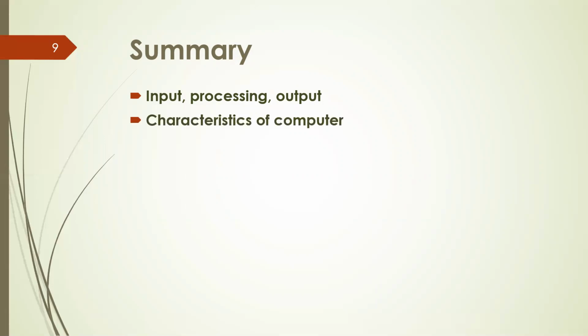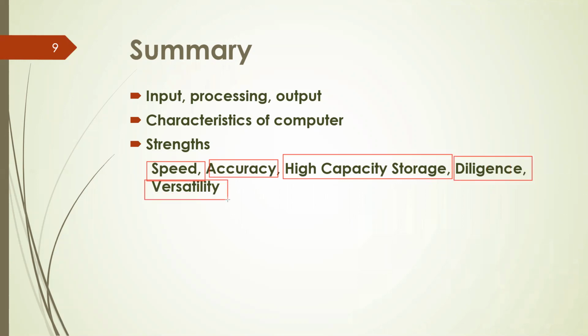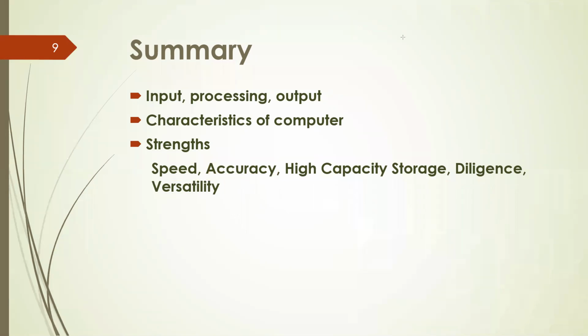Next is characteristics of a computer. As characteristics of a computer, what we have learned: strengths. Characteristics are of two types. One is strength, and the other is limitation. From the strengths we have speed, accuracy, high capacity storage, diligence, then versatility. These things we have already learned.